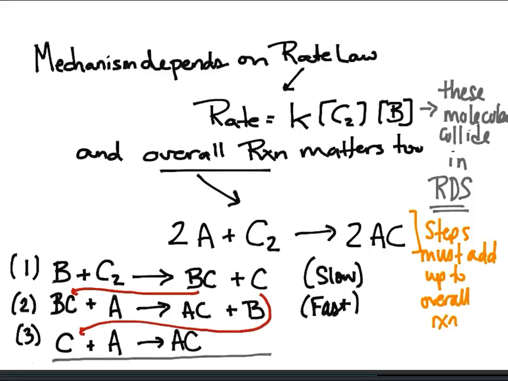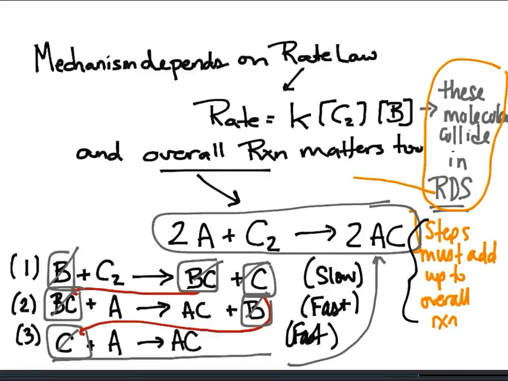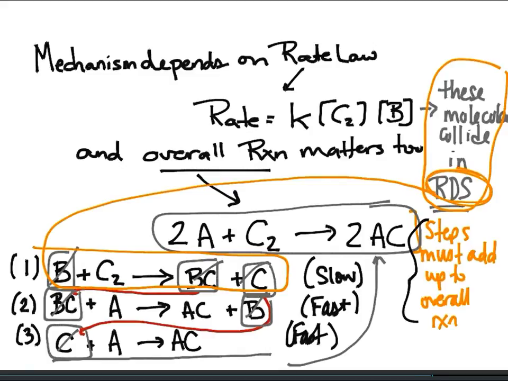That third step should also be fast. I didn't include that there, but it should also say fast next to it. I'm just verifying here that they add up to the overall equation, which they do. There, I added the fast there. That should be on there. And remember that the two molecules that are in the rate law appear in the rate determining step. That's important. Slow step.